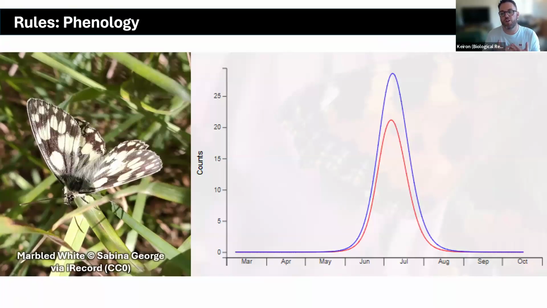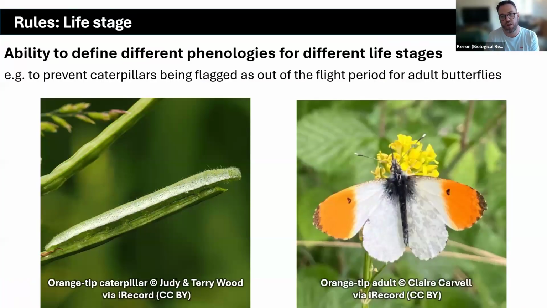So if this is found outside of those periods, Record Cleaner would flag that as a record requiring further investigation. It might be that you've recorded the caterpillar as an adult by accident, or it might be that you've entered a date incorrectly, or that you found it at a weird time of year. So it could be any of those things. So, like I said, one of the new developments in Record Cleaner is that it has the ability to define different phenologies for different life stages.